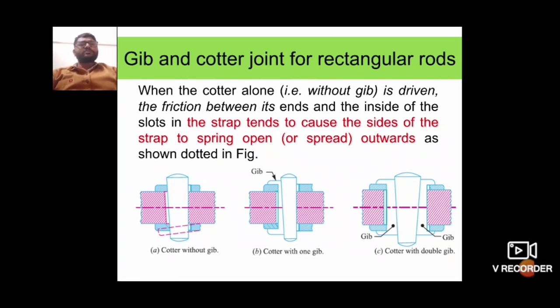When the quarter alone, that is without jib, is driven, the friction between its ends and the inside of the slots in the strap tends to cause the sides of the strap to spring open or spread outward, as shown dotted in the figure. That dotted portion is when there is an absence of jib. When we provide a jib, there is a reduction in friction between the quarter and the socket and spigot. These are the reasons to provide a jib in quarter joints.